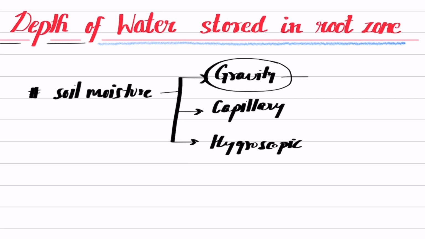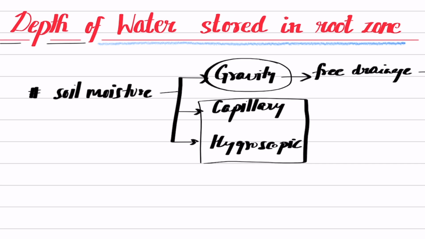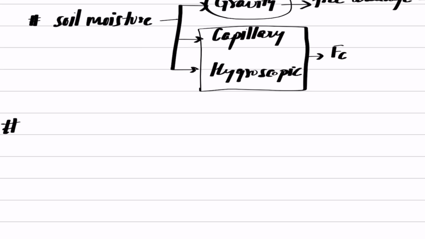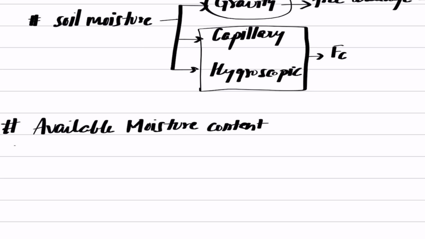We discussed that gravity water is the excess quantity of water available in the soil, and if there is any free drainage provision, then this gravity water drains out of the soil, and what remains in the soil is the capillary water and the hygroscopic water. Together, this total quantity of moisture content is what we discussed as the field capacity. Right, we also discussed the available moisture content in the soil and the readily available moisture content of soil.